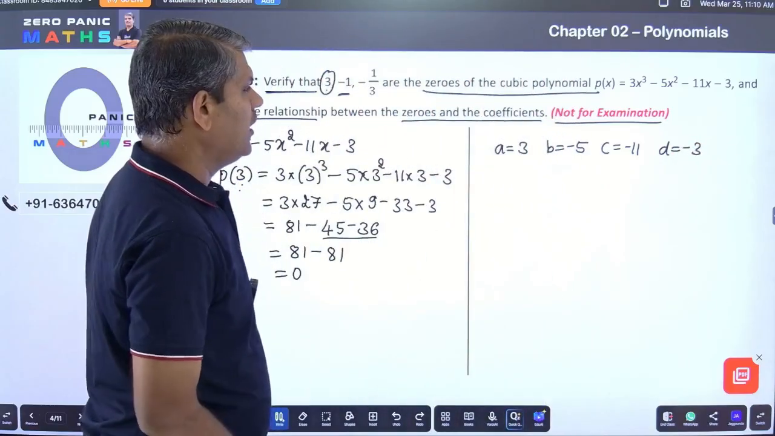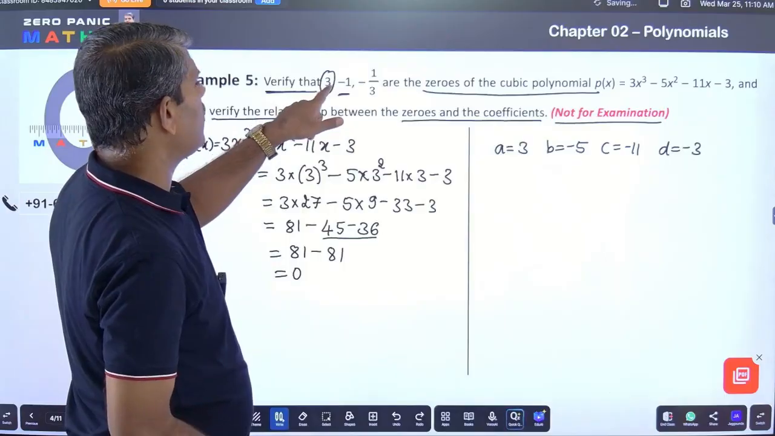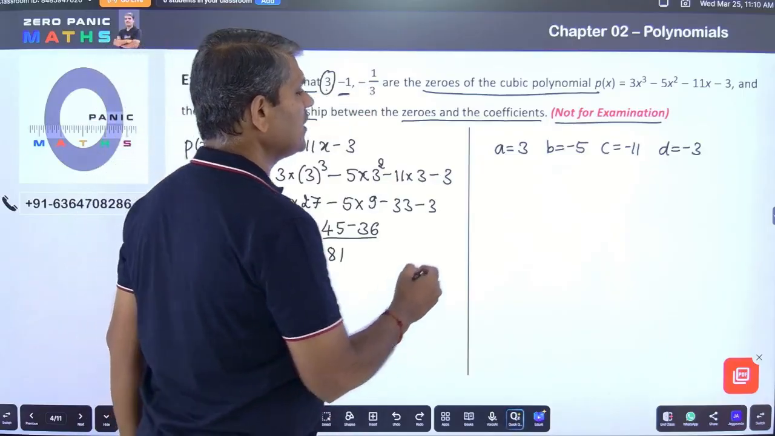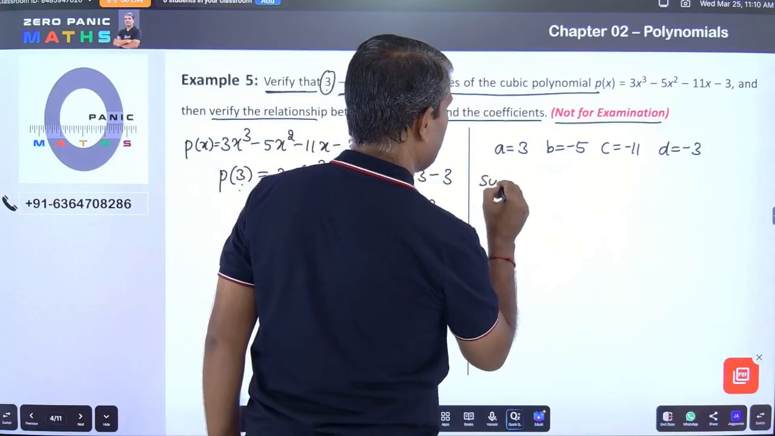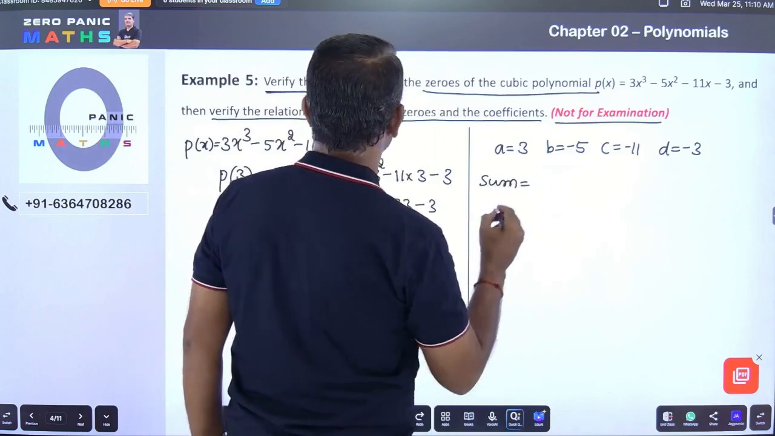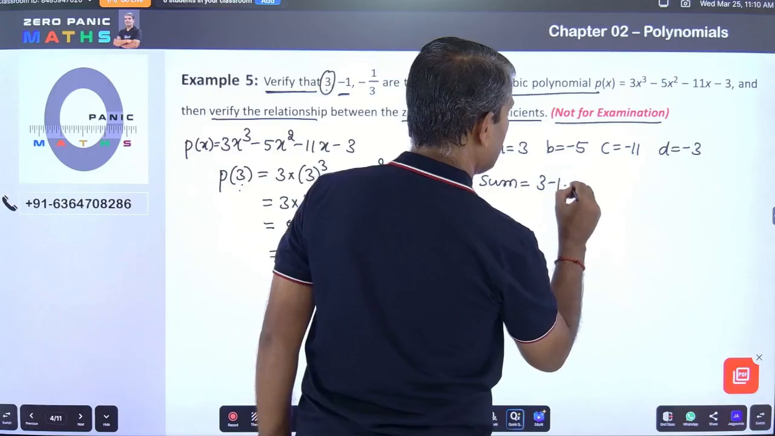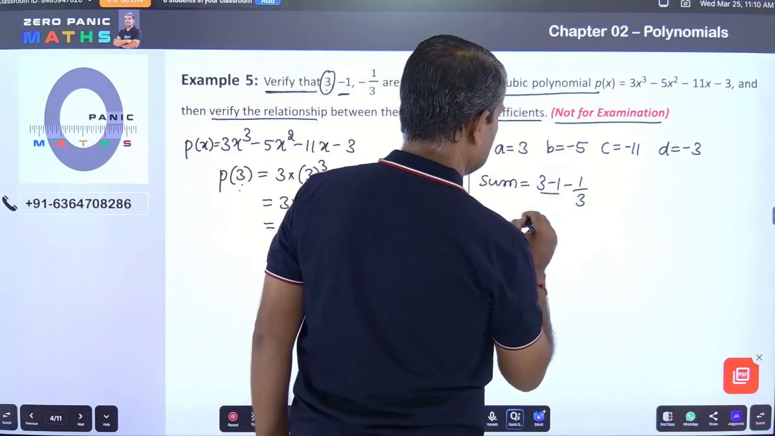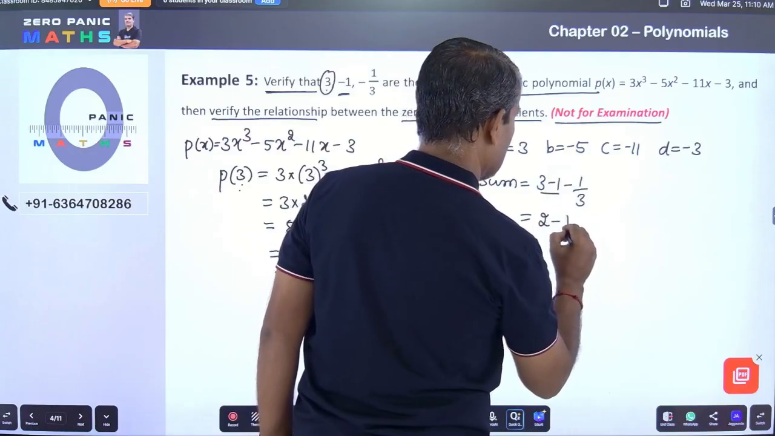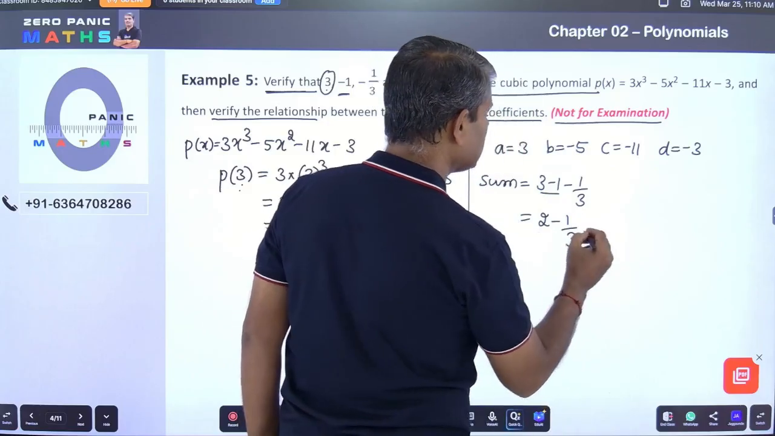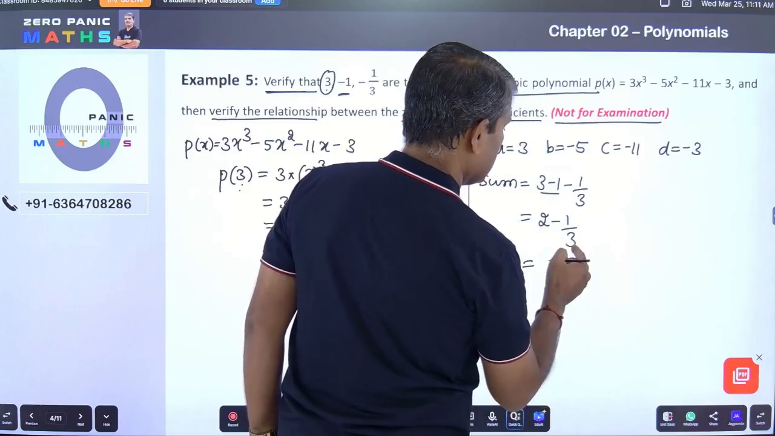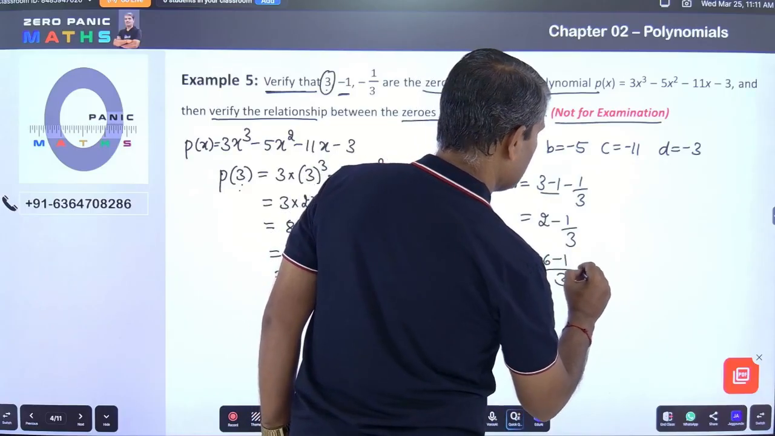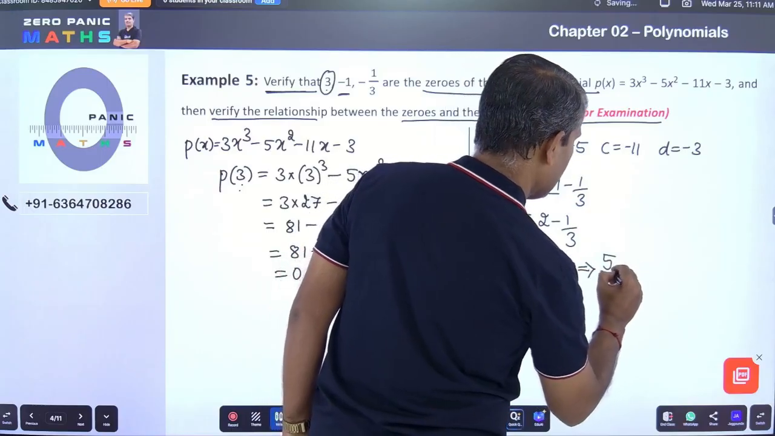Correct? Now, what are the zeros? We are considering the zeros as 3, minus 1, minus 1 by 3. Let us verify it for the sum. Sum is 3 minus 1 minus 1 by 3. 3 minus 1, that is 2. 2 minus 1 by 3. Take the cross multiplication of this. 3 2s are 6 minus 1 divided by 3. What is that? That is 5 by 3.